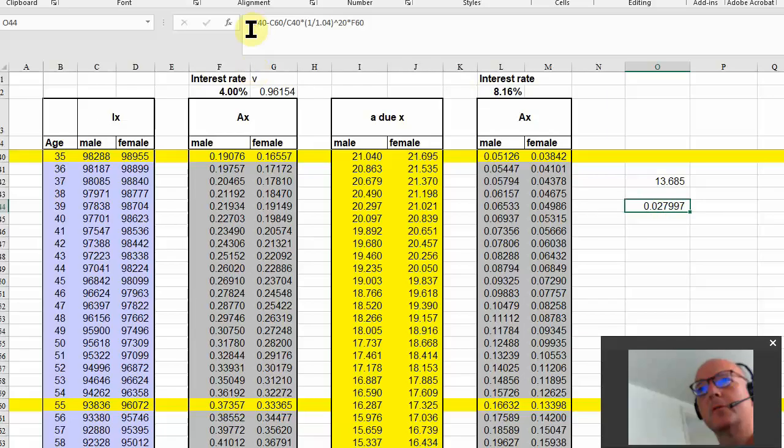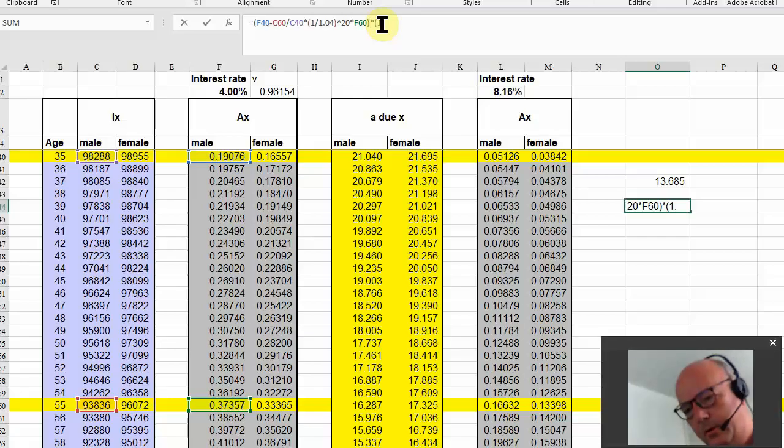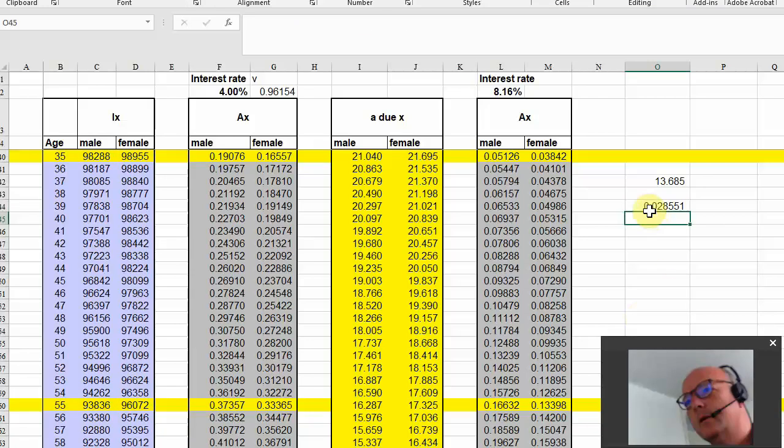Okay, so we want to adjust that by multiplying the whole thing by 1 plus i to the power of a half, 1.04 to the power of 0.5, which is going to be very similar to 1.02, so it's going to add about 2% to it. Okay, and there you go. So that is our basic assurance calculation. That is our annuity calculation.